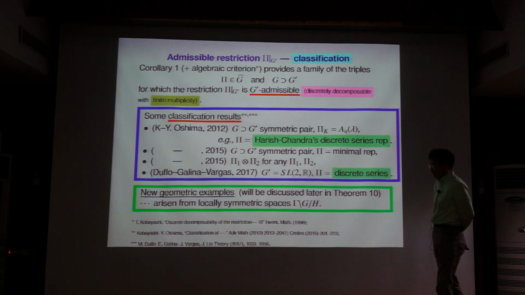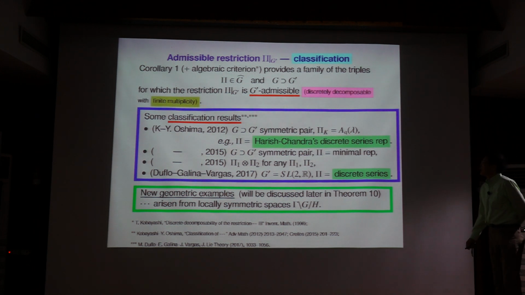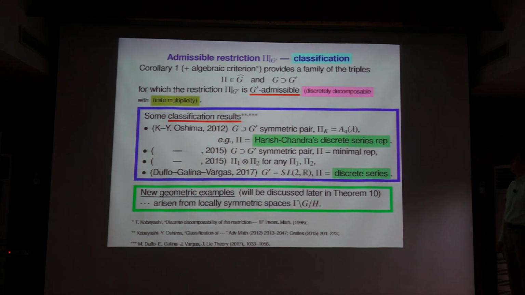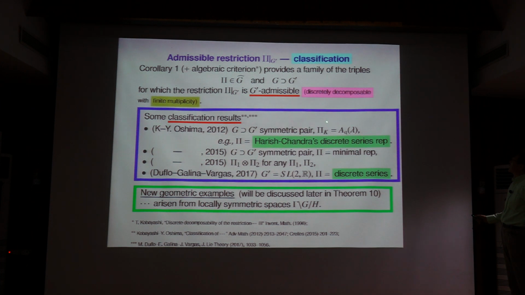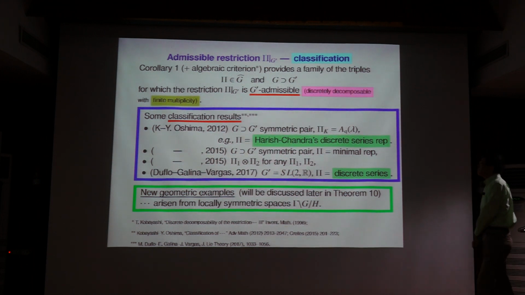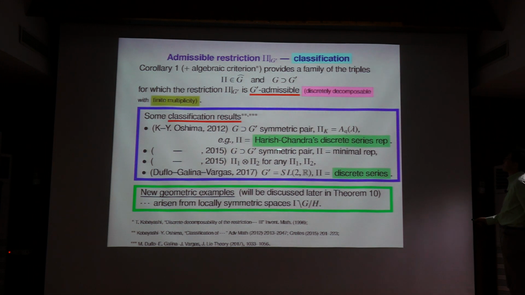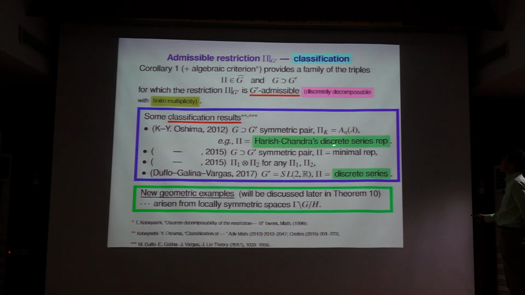And the classification results include, for example, the case when Z and Z prime are reductive symmetric pairs, and pi is a Harish-Chandra's discrete representation, or more generally, a Zuckerman globalization of the Zuckerman derived functor modules that appeared in the lectures of yesterday by Jeff. In this case, the triple is completely classified by using the criterion that I discussed. Also, in the case of symmetric pairs where pi is a minimal representation, we can tell in which case it is admissible.